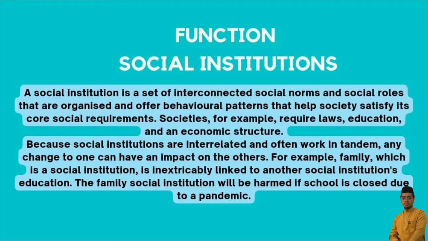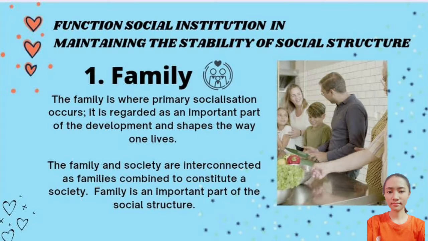Because social institutions are interrelated and often work in tandem, any change to one can have an impact on the others. For example, the family, which is a social institution, is inextricably linked to another social institution, education. The family will be harmed if school is closed due to a pandemic. Next, the function of social institutions in maintaining the stability of social structure.